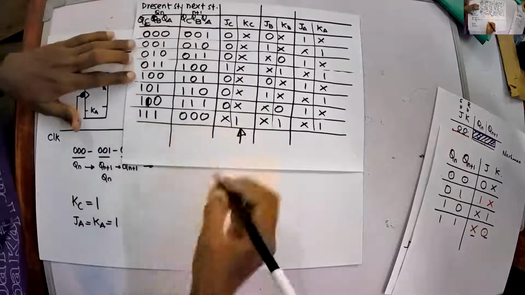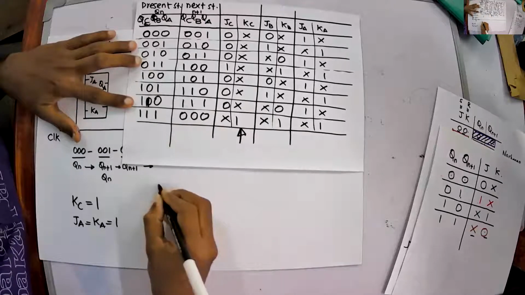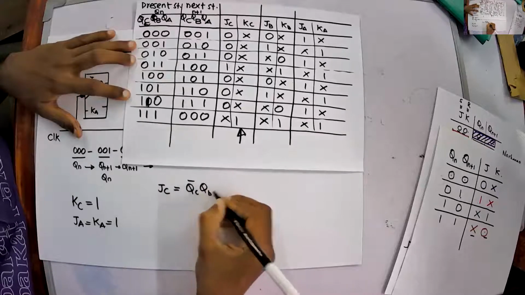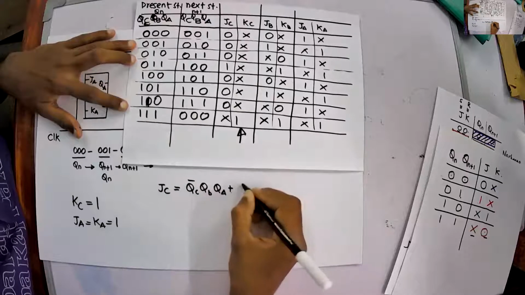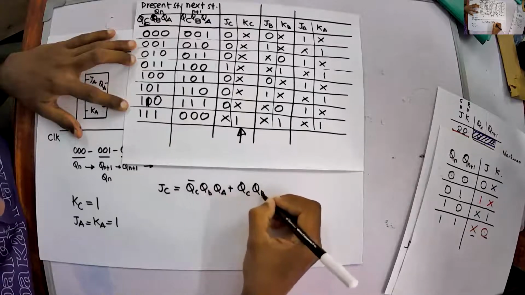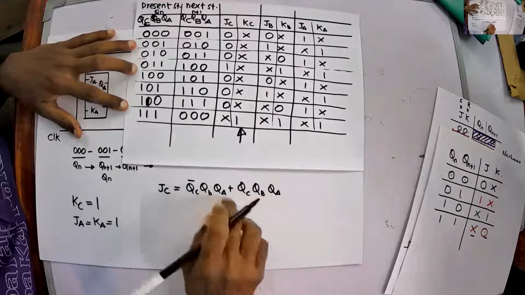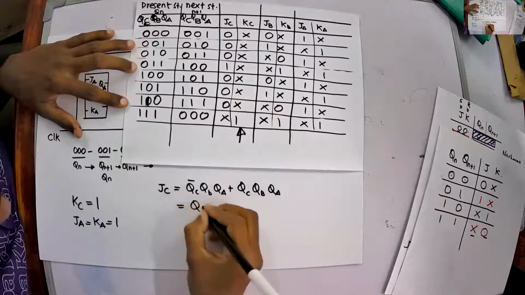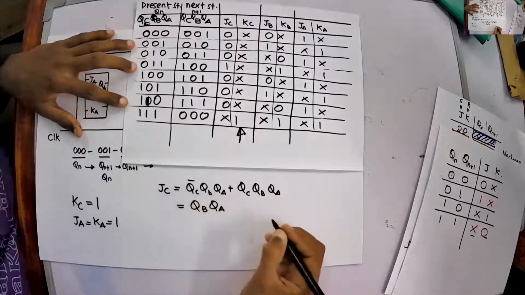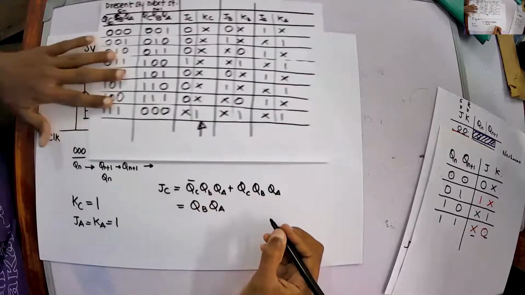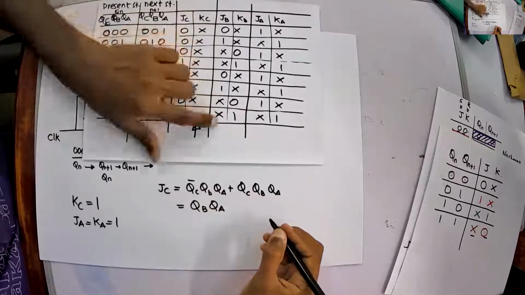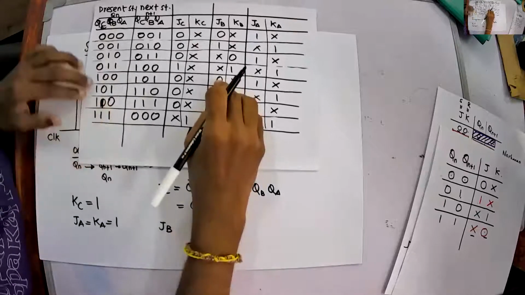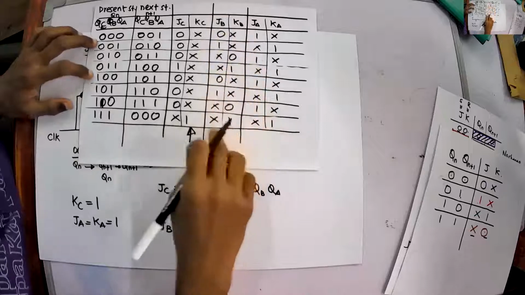I would say JC equals QC bar, QB, QA plus QC, QB, QA, right? You can take QB, QA common, QC bar plus QC becomes 1, and then I can write it as QB, QA. Clear? At the same time, this one, JB. I can say that, see here, these two are 0, and the rest of them are 1.